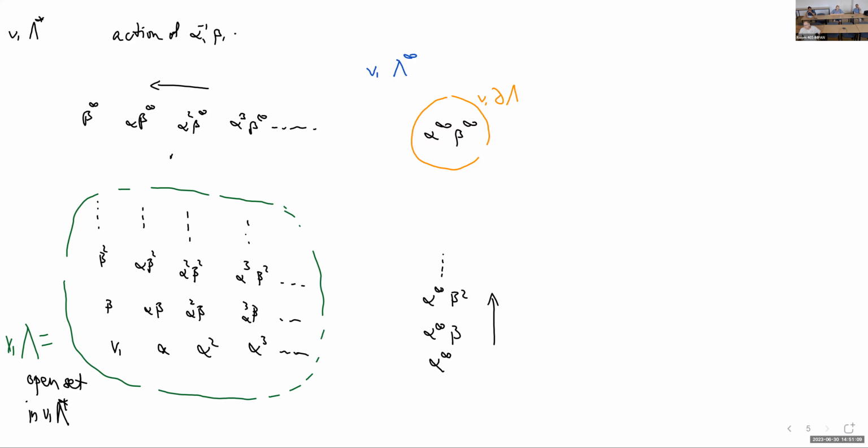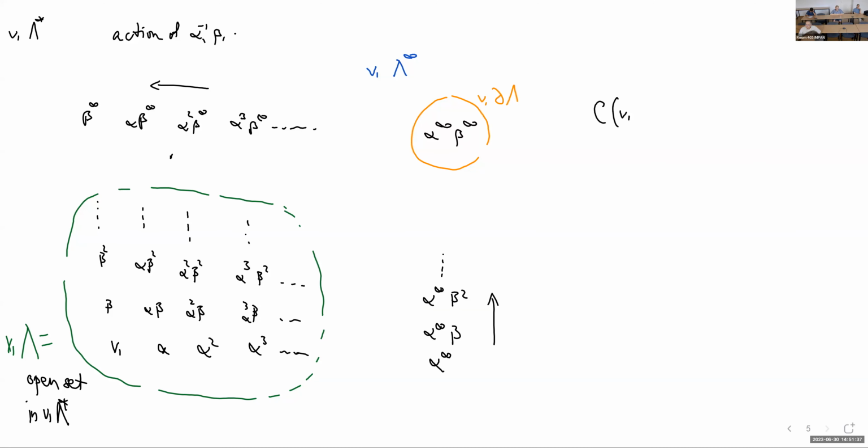So if we let our element act on the infinite elements, we really have what looks like the unilateral shift, because alpha infinity is not in the range. But here we have the adjoint of the unilateral shift, because it moves things down. It's surjective, but it kills the first basic element.